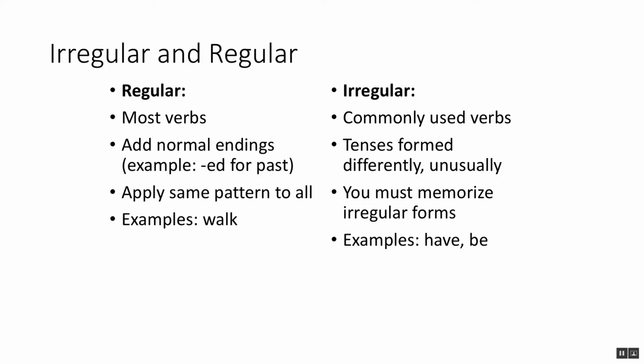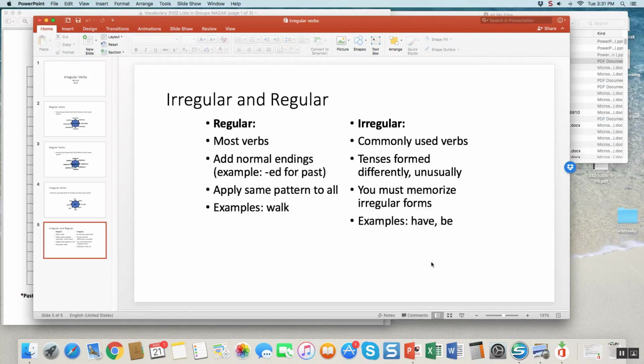They don't follow a pattern as clearly as the regular verbs, but as I'm going to show you, they do follow a pattern, just not the most regular pattern. The only way to learn them is you must memorize the irregular forms. And some examples are the verbs have and be. All right, now that's the difference between regular and irregular verbs.